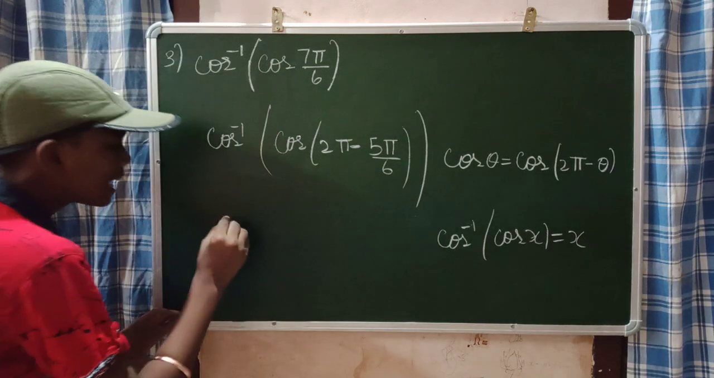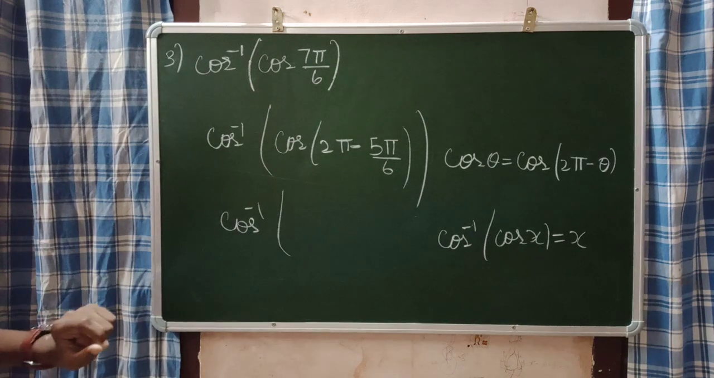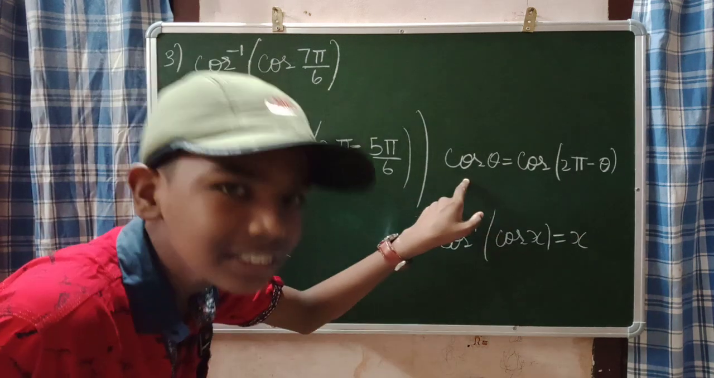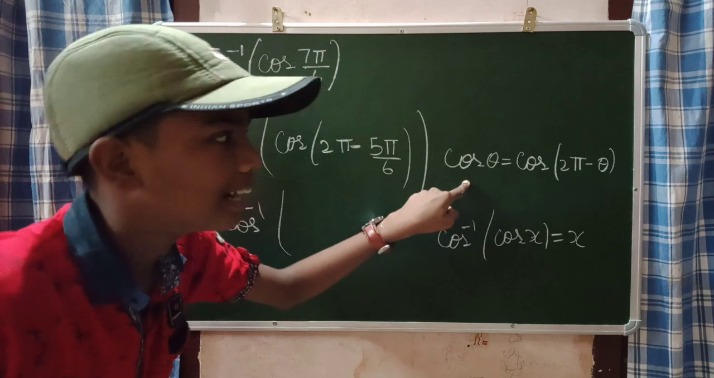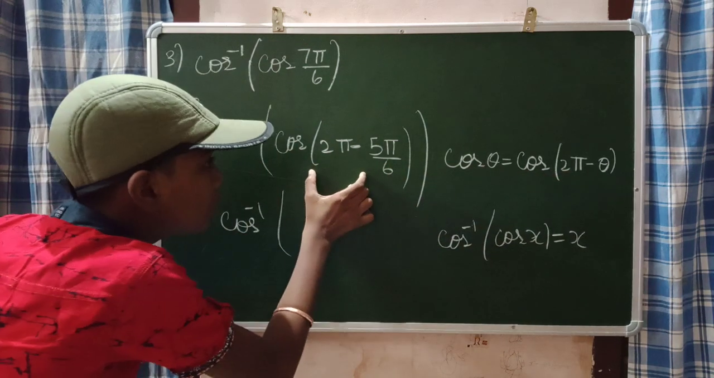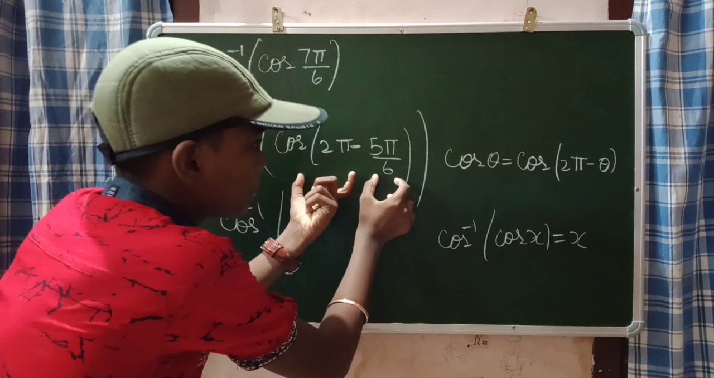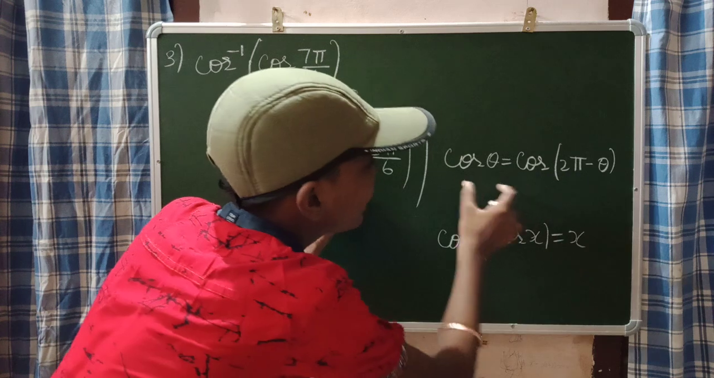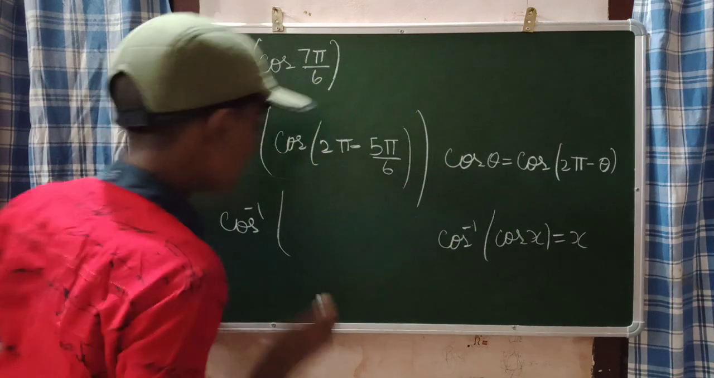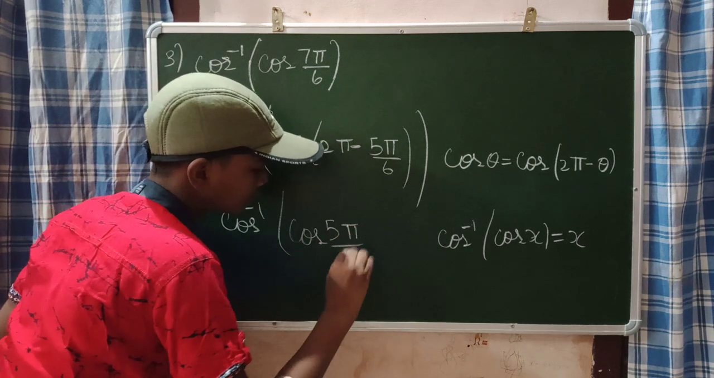So listen carefully. This would be cos inverse of cos of 2 pi minus 5 pi by 6. What is cos of 2 pi minus theta? That is cos theta. So I can write this term as cos of 5 pi by 6, because cos of 2 pi minus theta gives us cos theta. So cos of 2 pi minus 5 pi by 6 will be cos of 5 pi by 6.